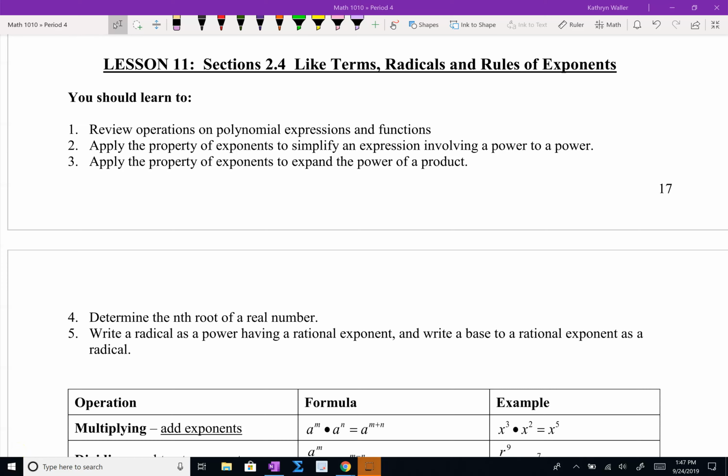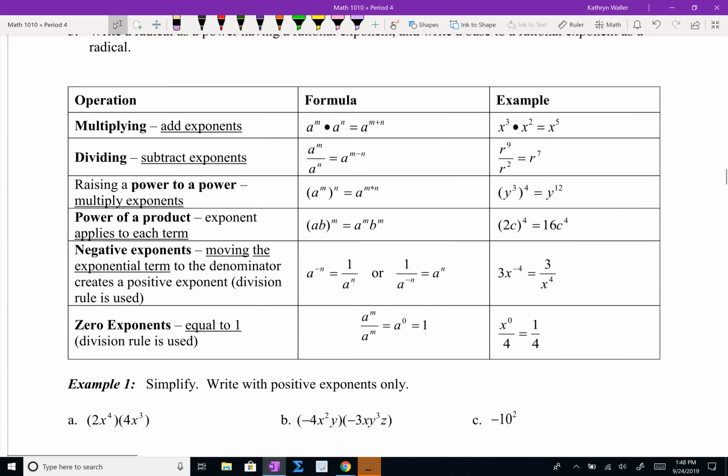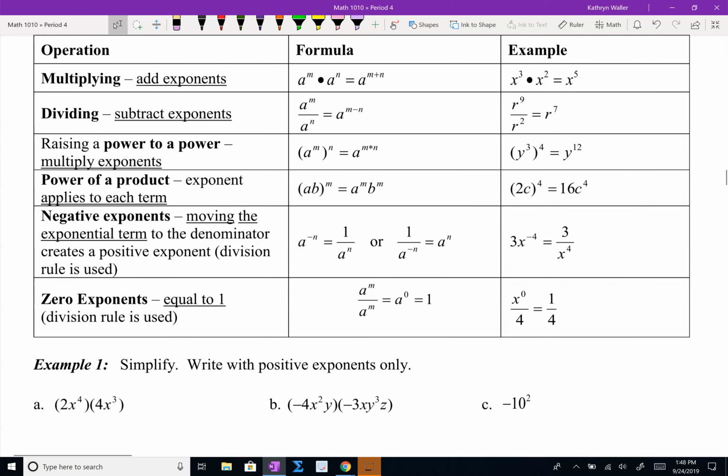Okay, this is lesson 11. Lots and lots and lots of rules today, okay? I want you to stick right with me, and let's go through this. So here are all the rules right here. And pretty much it's all the rules that we just went through when we did this activity, okay?